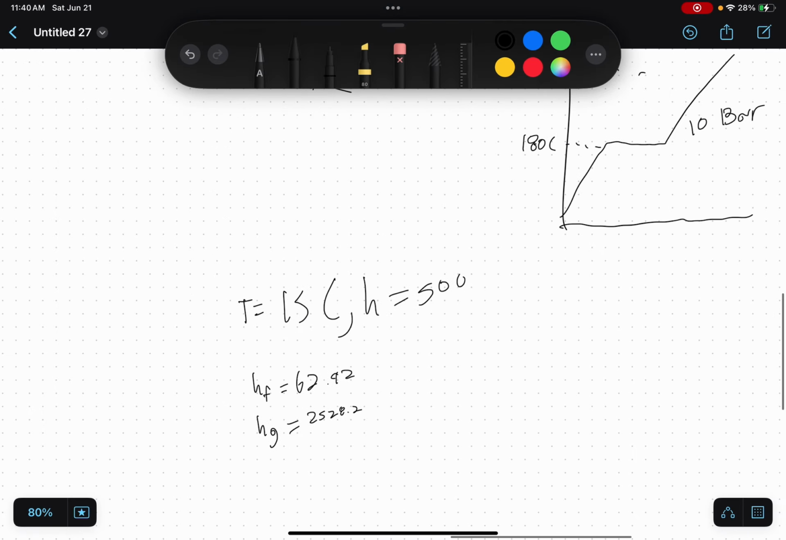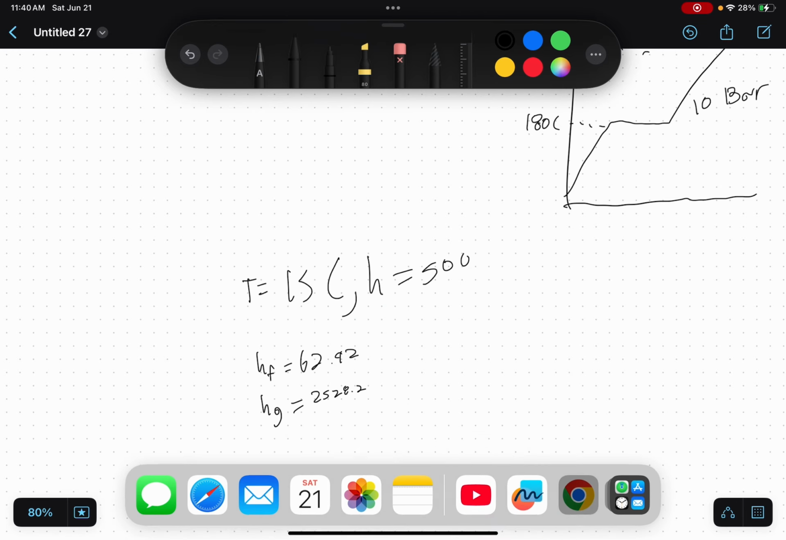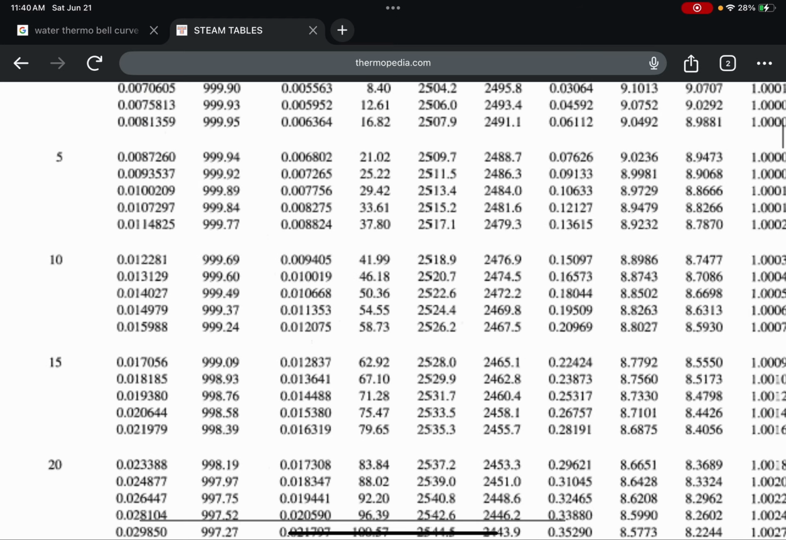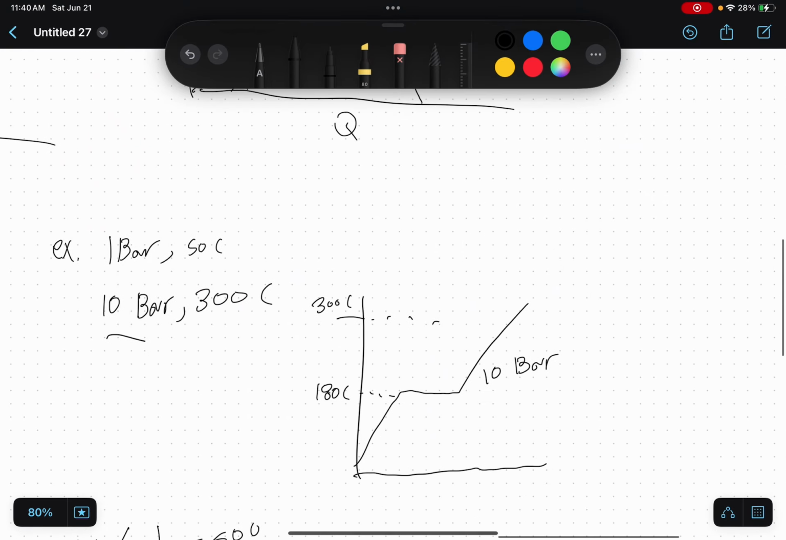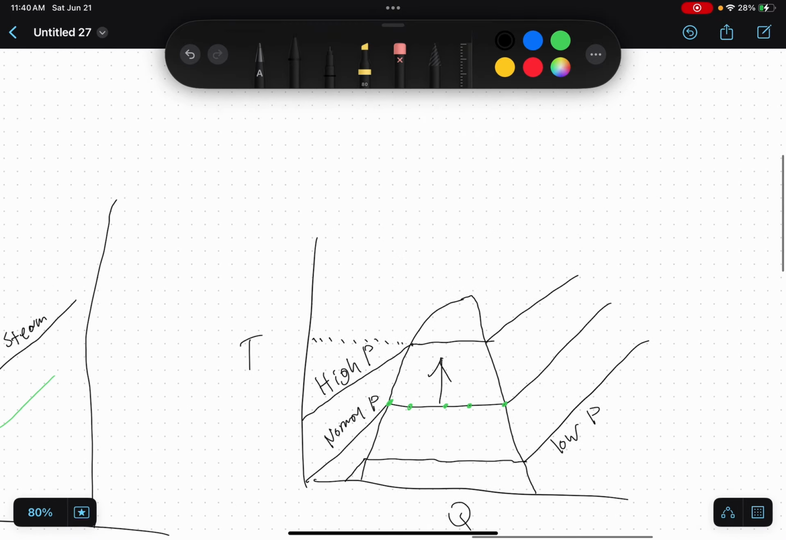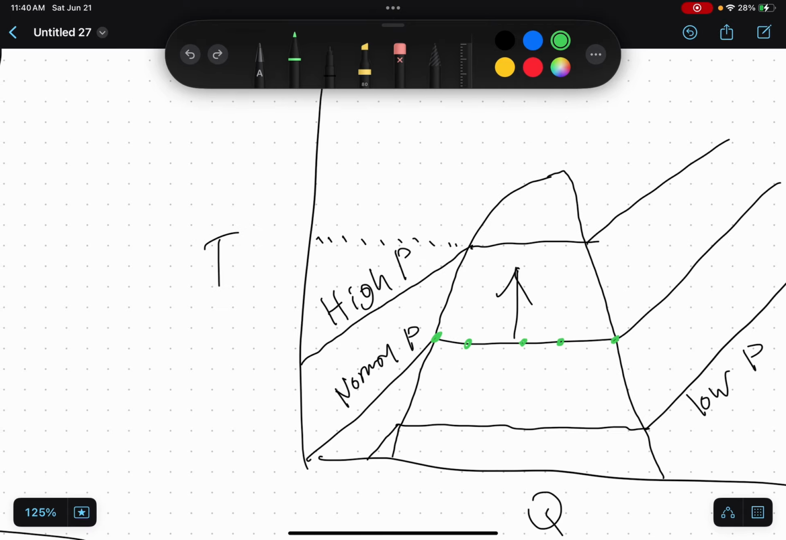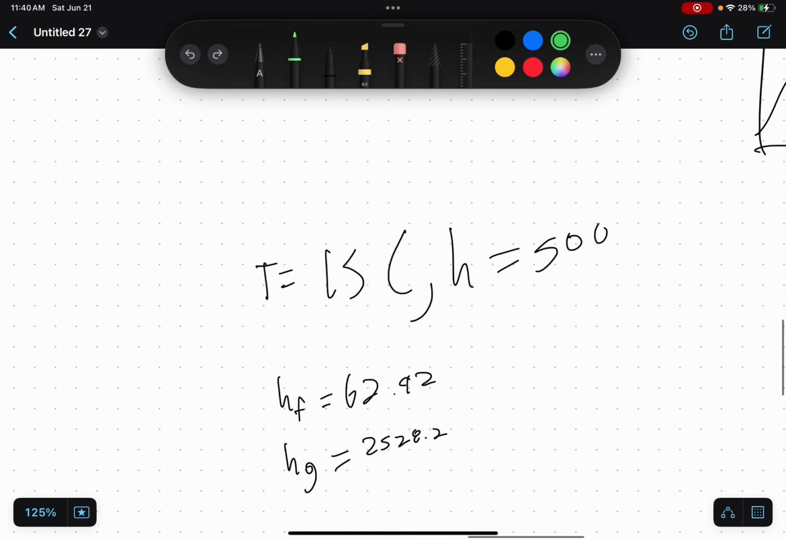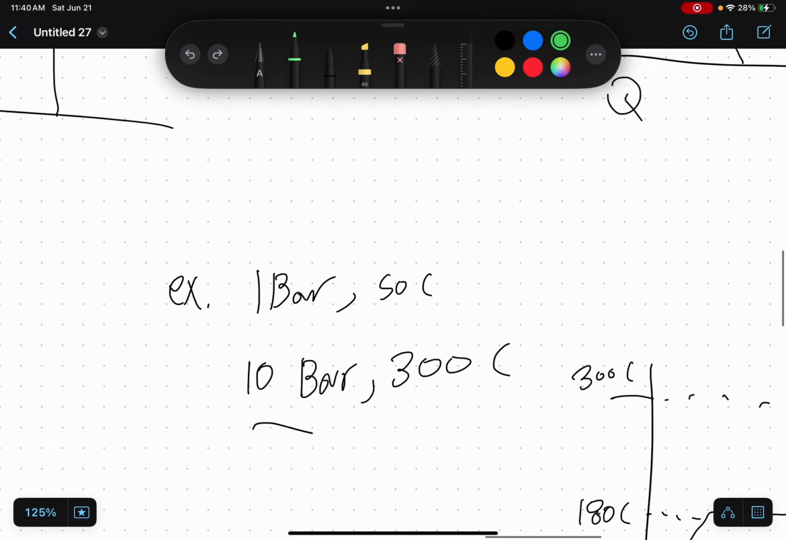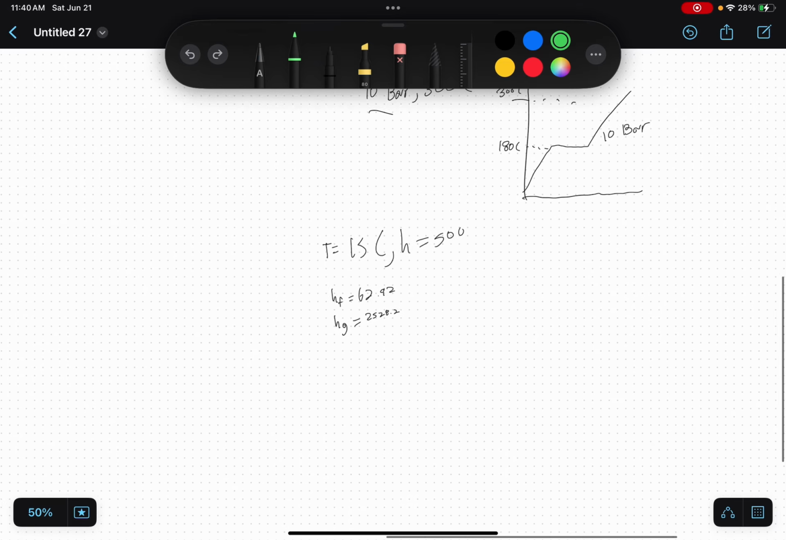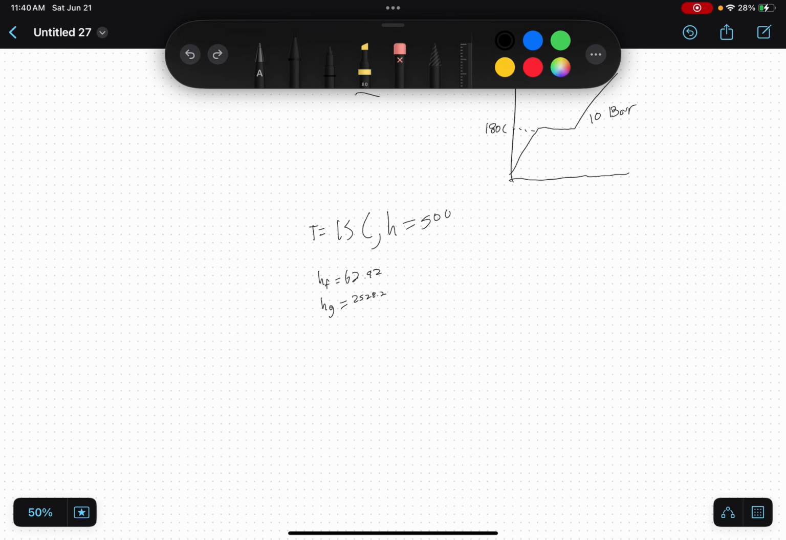So what do these mean? These mean if you're at a quality of 0%, so if you are all the way on the left side, you're right here, quality at 0%, use HF. If you're on the right side, use HG. If your quality is 100%, use HG. If you're somewhere in the middle, make a line equation and use that to interpolate.